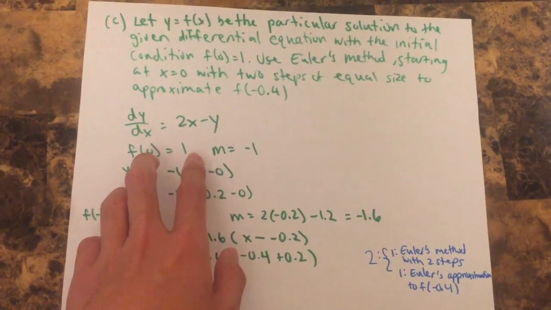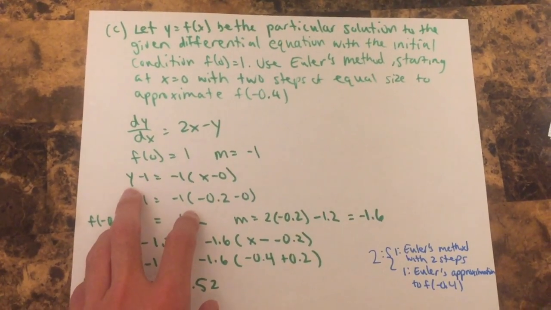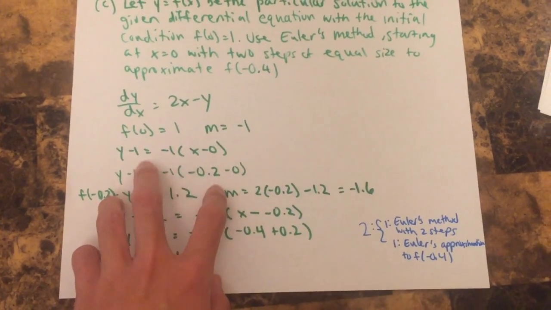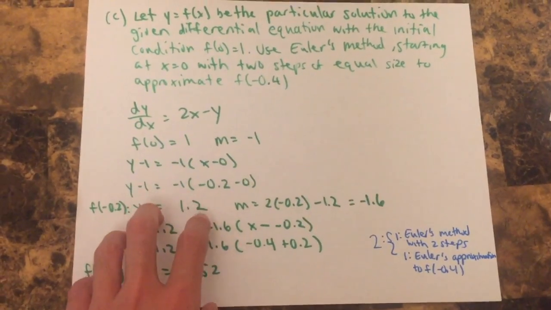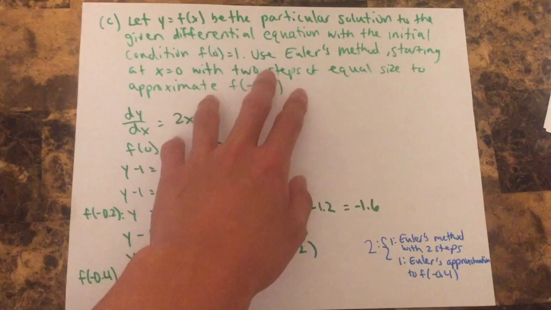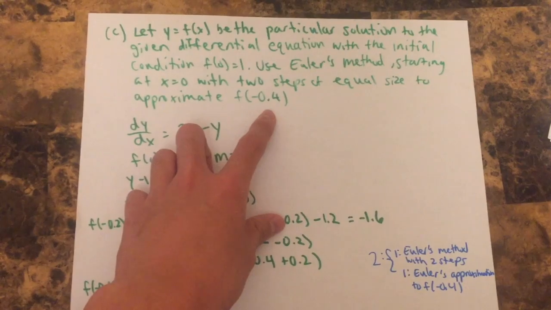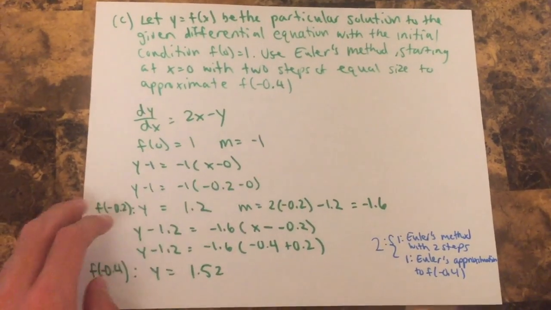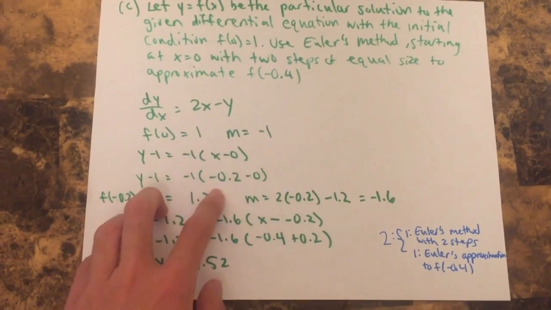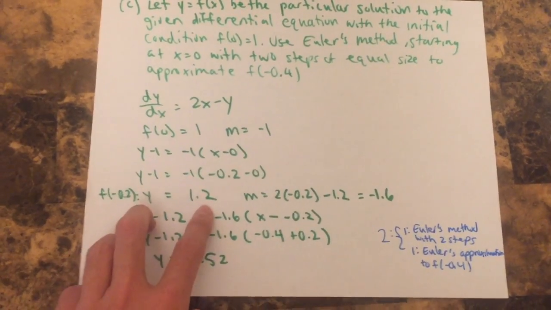So now that we have a point and a slope, we can make an equation. So y minus 1 equals negative 1 times x minus 0. Once we have this equation, we plug in the x value for the first step. And because we want 2 steps of equal size, and it starts at x equals 0 and ends at negative 0.4, we know the first step is going to be negative 0.2. So we plug in negative 0.2 into this equation, and you solve for y. And your f(-0.2) is going to come out to be 1.2.